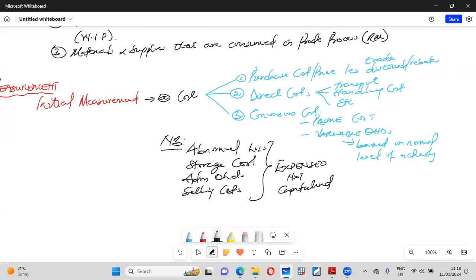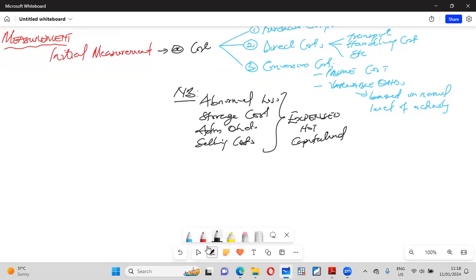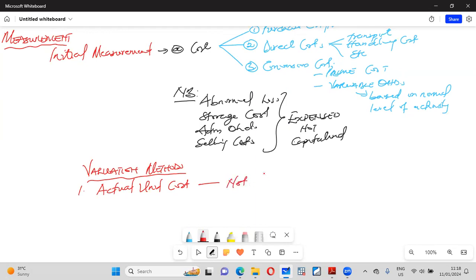All right. Of course, if you want to value your inventory, we said in terms of recognition, cost must be reliably measured. So the valuation methods you can use are: one, the actual unit cost. We use the actual unit cost for inventory that is not ordinarily interchangeable. So you use this one for inventory that is not interchangeable.